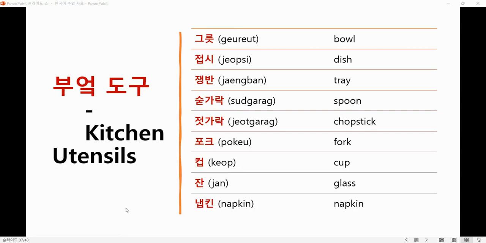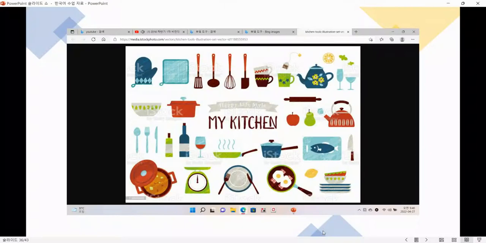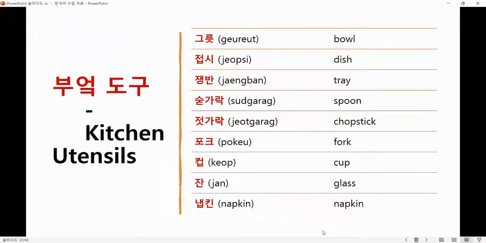그릇. What is 그릇 here? In this picture, you have a bowl on the left. On top of the spoon, knife, and fork, you have the bowl. That is 그릇 in Korean. 그릇.